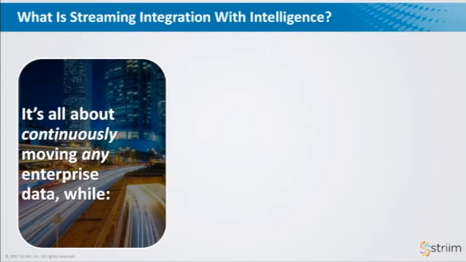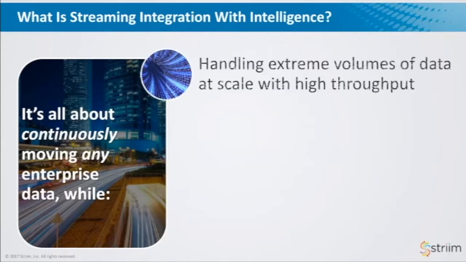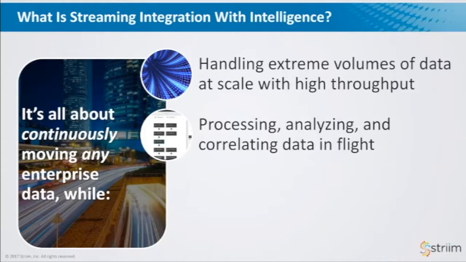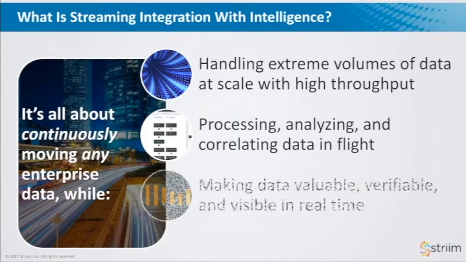Streaming integration. What is streaming integration with intelligence? Well, it's all about continuously, that's a very important word there, moving any enterprise data, ensuring that you can handle extreme volumes of data at scale with very high throughput, that you can do processing, analytics, and correlation of that data in flight, in memory, while it's moving before it ever hits disk, in order to make the data valuable, to extract the maximum value out of that data, visible so you can interact with it, and do this in a verifiable fashion.